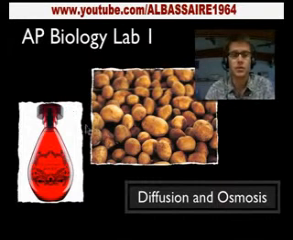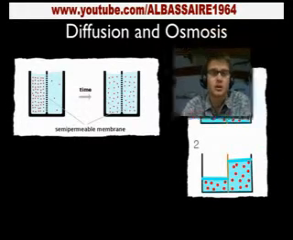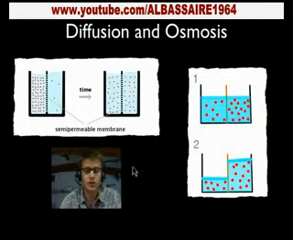And so in this lab, we do two things. First of all, we look at diffusion, and then we do what's called the potato lab, where we're going to study changes in potato mass over time, and that's due to just osmosis. Okay, so again, to make those two things clear, I think these diagrams are pretty good.